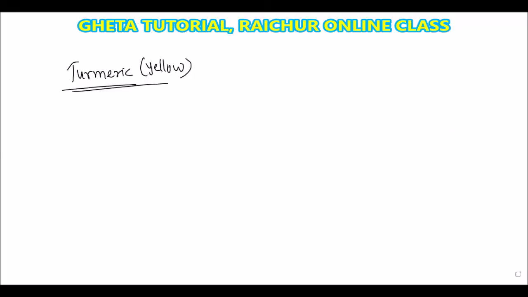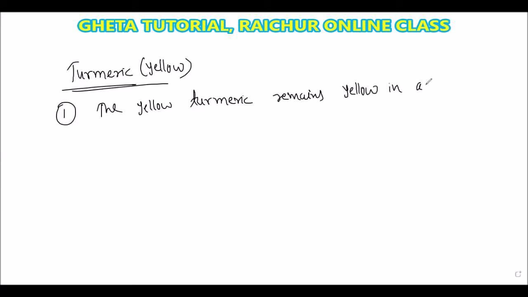Turmeric color is yellow. When you add turmeric into an acid solution, what is the color? The color remains yellow. There will be no change in the yellow color of turmeric. Please remember that yellow turmeric remains yellow in an acid. And what about the color change in a base?